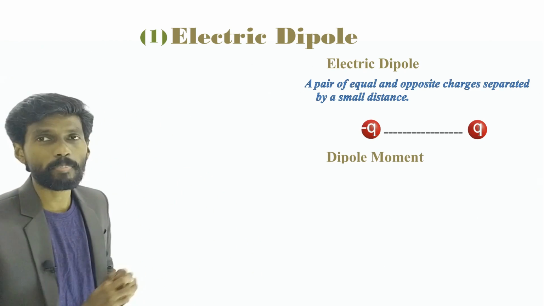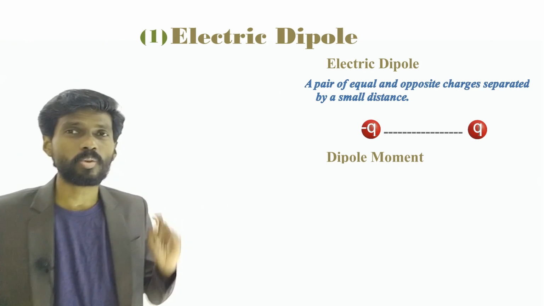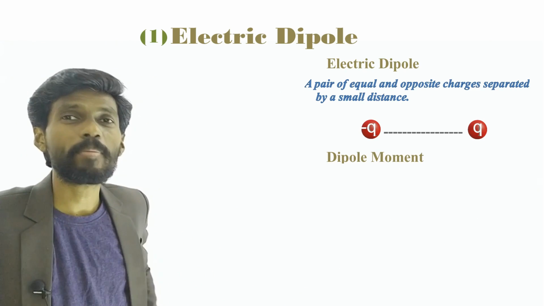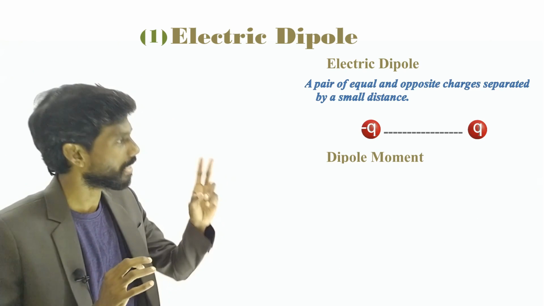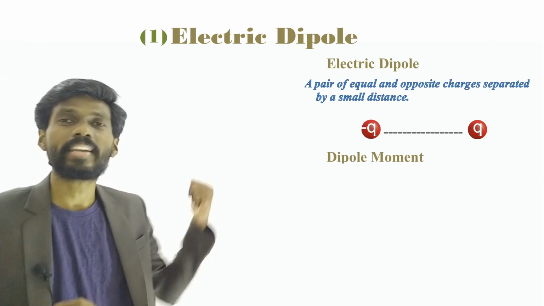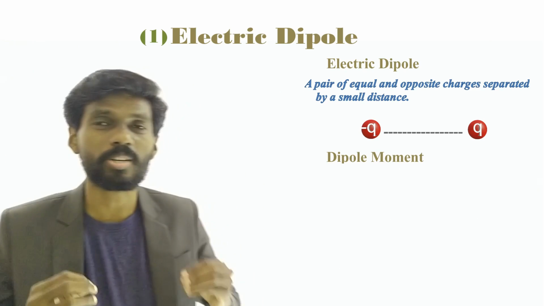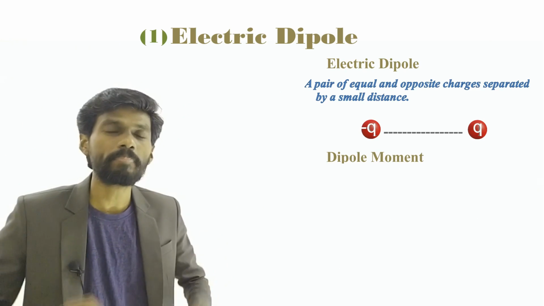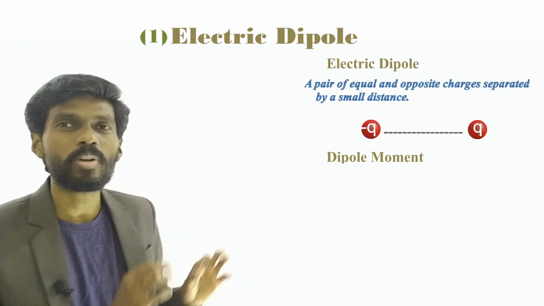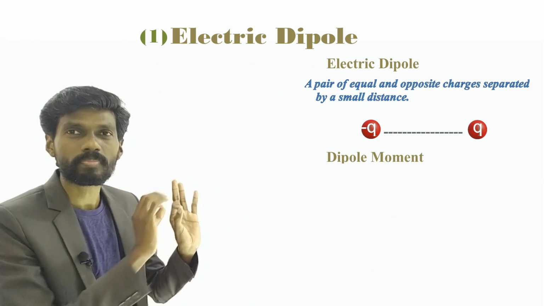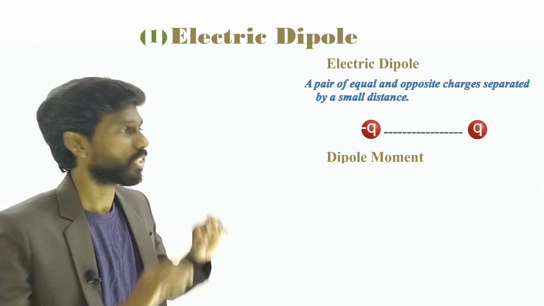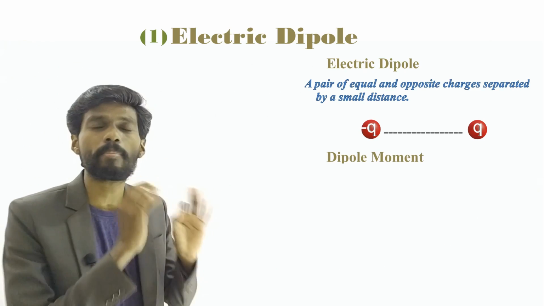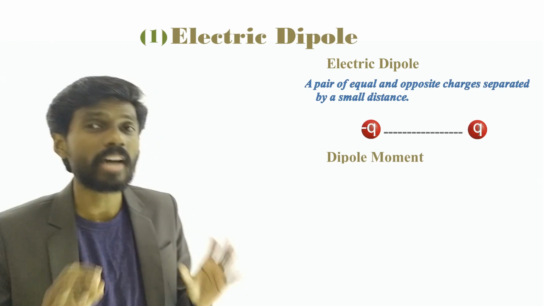Now this is a dipole having charges q and minus q. What is the charge of the dipole? The net charge of the dipole is always 0, because the positive charge and negative charge add up to 0. But when you say charge of a dipole, you only mean the positive charge q, not the total charge. So the charge of the dipole simply is q.